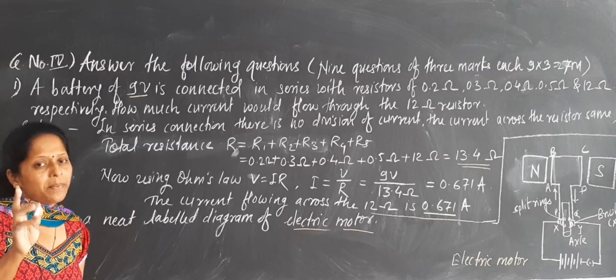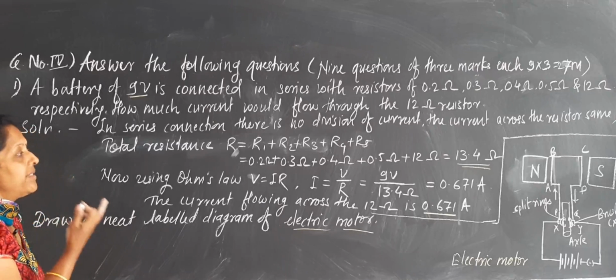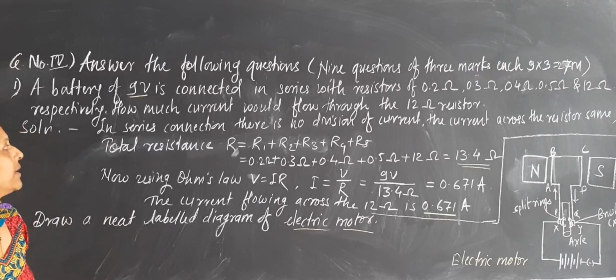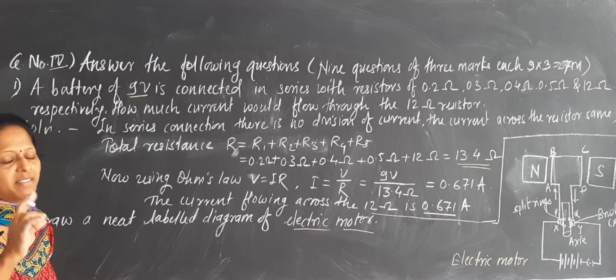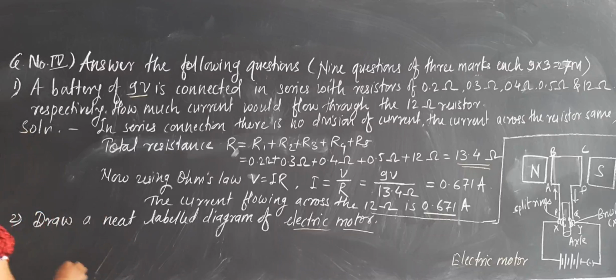So you should keep in mind that the same current is going to flow here. In a series connection there is no division of the current; the same current is flowing. Series means one after another you are going to connect them. Whatever resistors are there, you are going to show them in series, one after another, that is R1 plus R2 plus R3, like this.